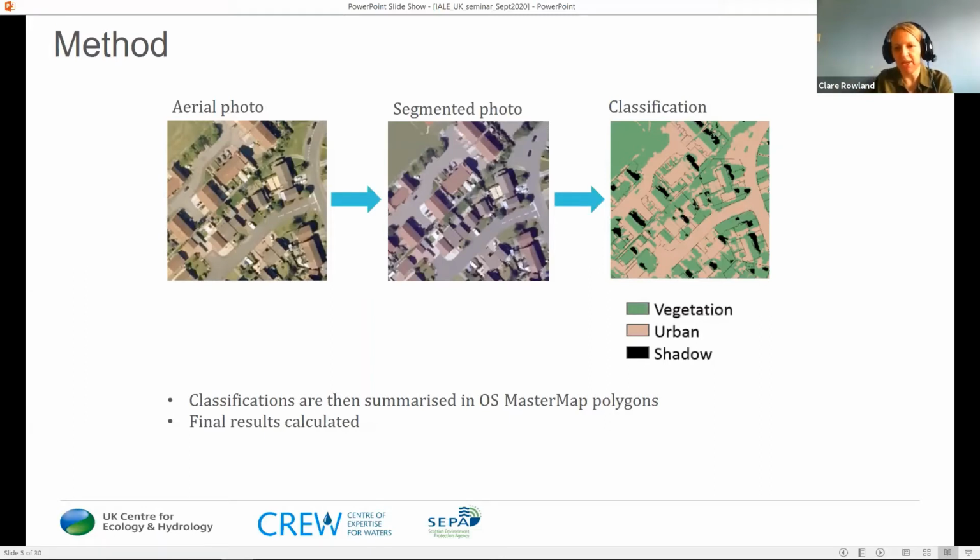So our final classifications for Edinburgh from the aerial photography mapped vegetation areas, which you can see in the green, urban areas, and then shadow. We had to map shadow because if you look on the aerial photos here, you can see there's quite a lot of shadows cast by the houses, and we couldn't tell what was going on in those areas. So we had to mask those out of the 1990, 2005 and 2015 aerial photos because we basically couldn't do anything with that data. So from the 3 sets of aerial photography, we produced classifications for the 3 years.